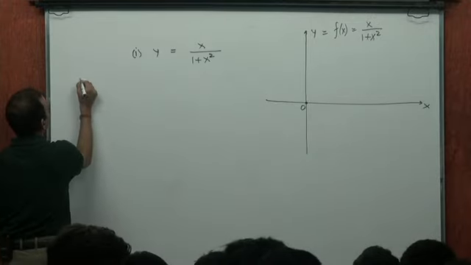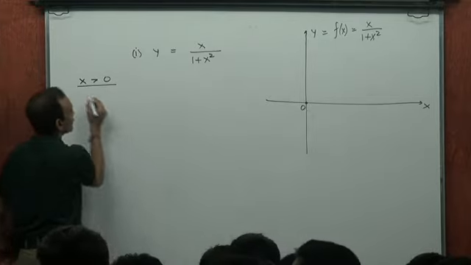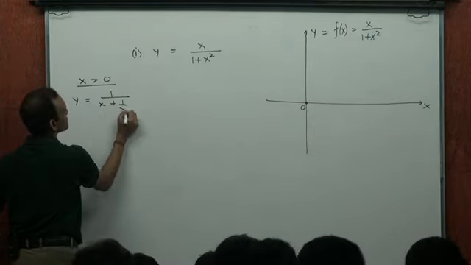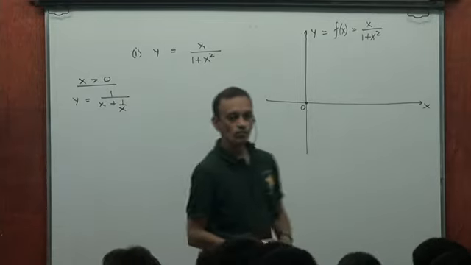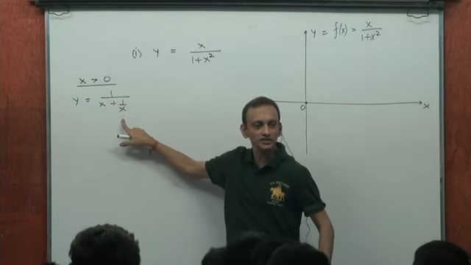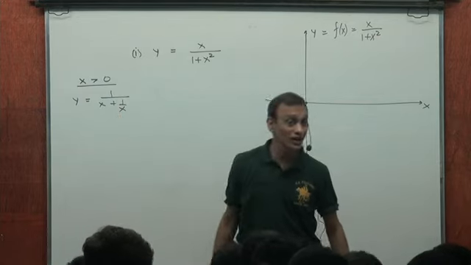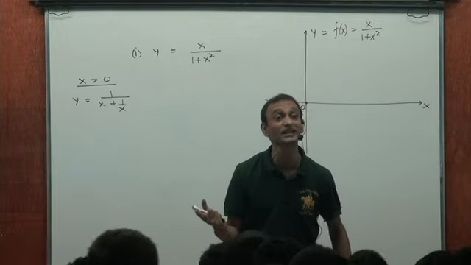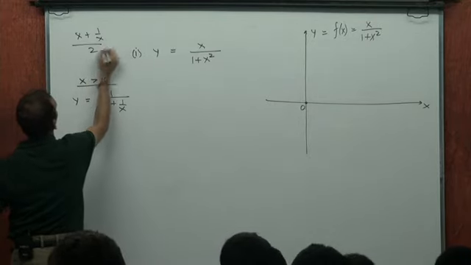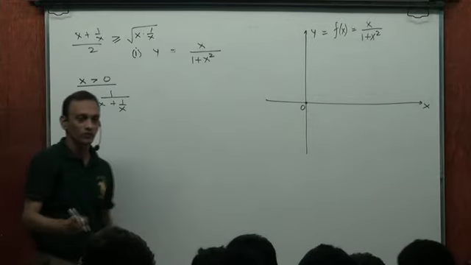So, for x greater than 0, y could be 1 by (x plus 1 by x). This is a positive number and this is its reciprocal. A positive number and its reciprocal will always be greater than or equal to 2. Yes or no? For x plus 1 by x, arithmetic mean is greater than or equal to the geometric mean for x greater than 0. Therefore, x plus 1 by x will always be greater than or equal to 2.